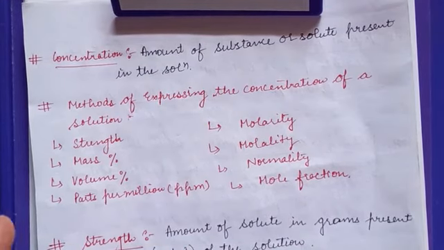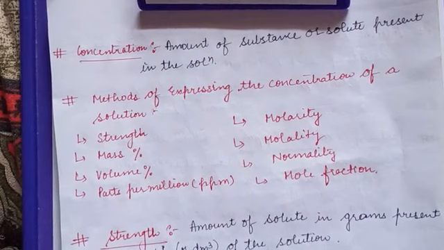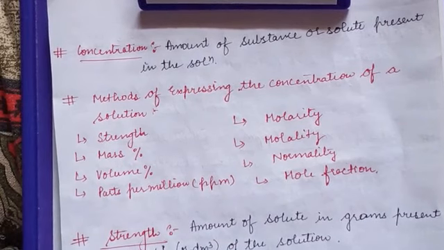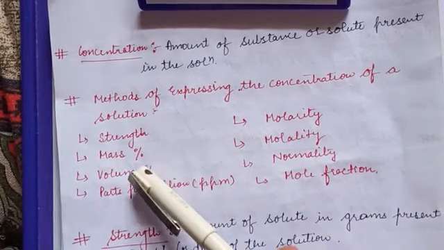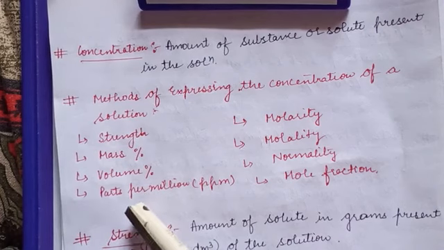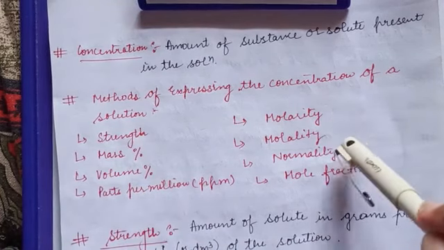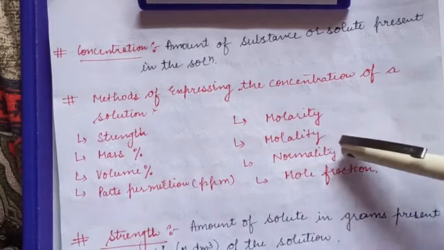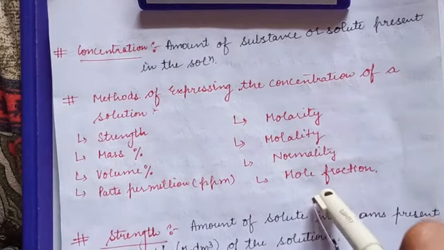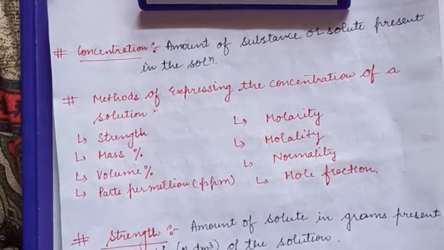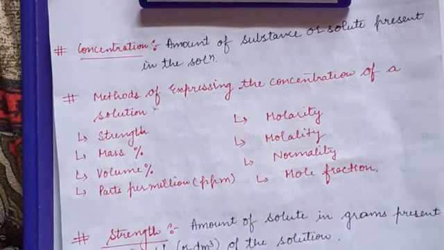Now there are different ways to express the concentration of a solution. For example, strength, mass percentage, volume percentage, parts per million, molarity, molality, normality. Normality we are gonna do in +2 class. Mole fraction. Now first of all we'll discuss what is strength.